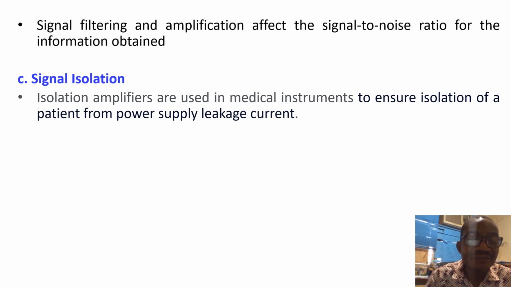Then we have signal isolation. Signal isolation is very, very important to prevent leakage of current, because it is possible for current leakage to lead to the electrocution of the patient or user of the device. To avoid such situations, there is need for signal isolation. And most often, isolation amplifiers are used in medical instruments to ensure isolation of a patient from power supply leakage currents.